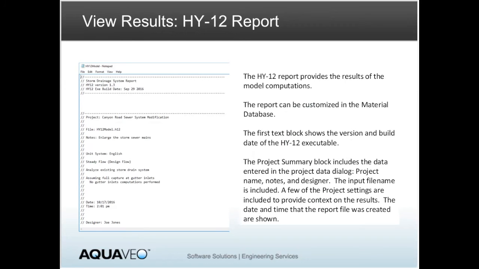The HY-12 report provides the results of the model computations. The report can be customized in the material database. The first text block shows the version and build date of the HY-12 executable. The project summary block includes the data entered in the project data dialog: project name, notes, and designer. The input file names are included. A few of the project settings are included to provide context on the results. The date and time that the report file was created are shown.